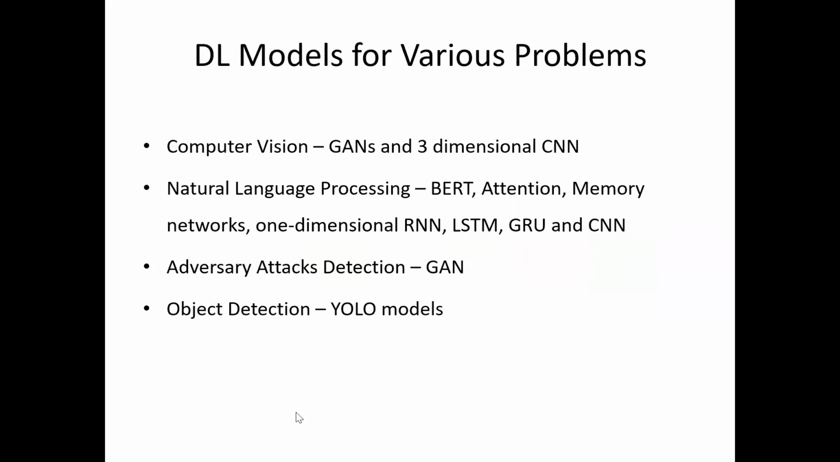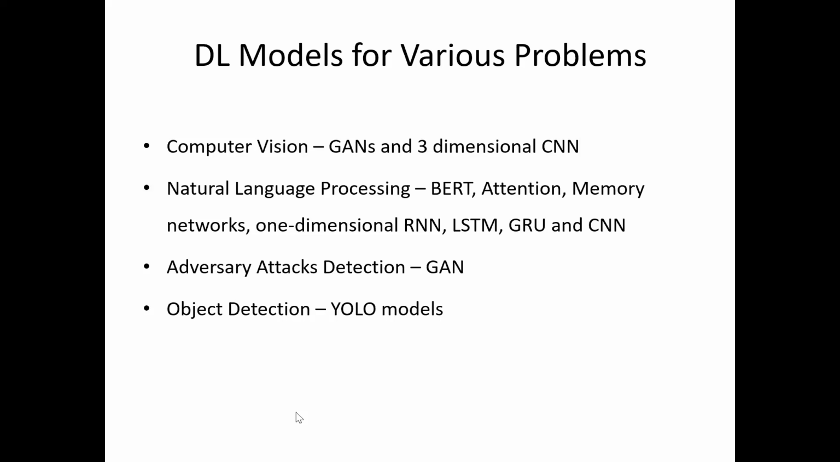Now, these deep learning models for various problems are a bit domain specific, like computer vision problems. GANs and CNN models, generative adversarial networks and CNN models, are heavily used for different problems under the computer vision domain. Similarly, for natural language processing, for such types of problems, the BERT model, attention model, memory network, one-dimensional recurrent neural network, long short-term memory, gated recurrent unit, and CNN models are useful.